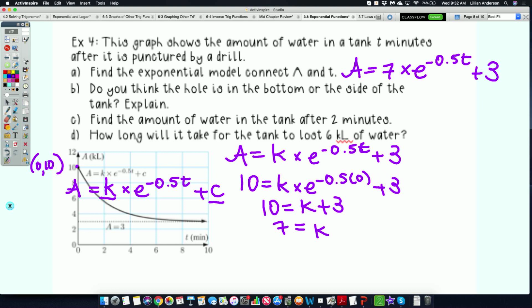Now, do you think the hole is at the bottom of the tank or on the side? Side. Why? If it's on the bottom, then the horizontal asymptote would drop to 0, wouldn't it? If it's 3, then it would have to stop somewhere. Exactly. The lowest amount of water that's going to be left in the tank is 3, which means that it's not completely going to be empty, even though there's a puncture. So the puncture's on the side, because if it were on the bottom, your horizontal asymptote would be at 0. But because it's at 3, you're still going to have water left over.